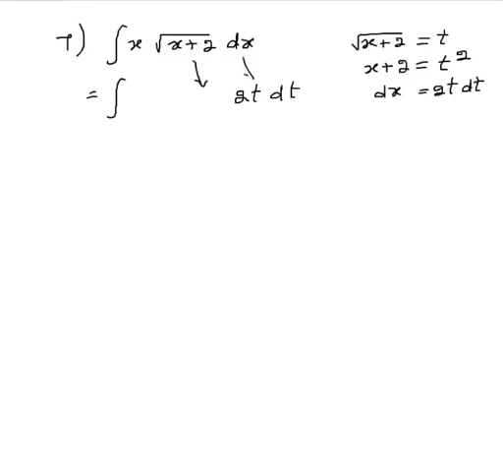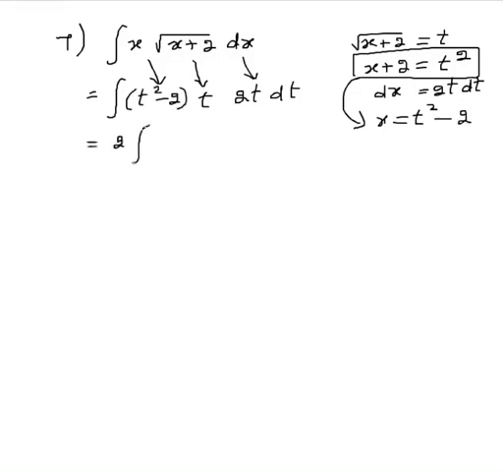Now this is dx substitution. This is t, and for x we have to substitute. We can substitute for x from this equation. X from this equation is t square minus 2. If a constant is in multiplication, you can take it outside the integral. Now let us multiply. T square dt. We'll open the brackets.